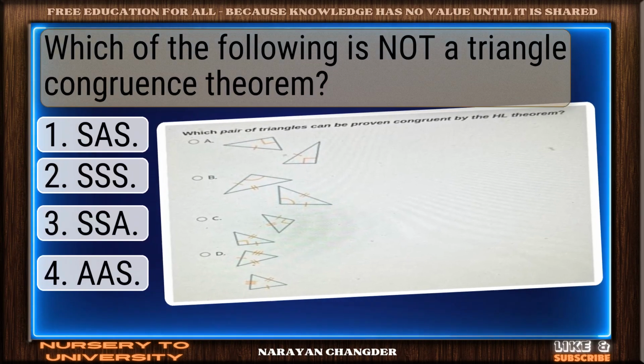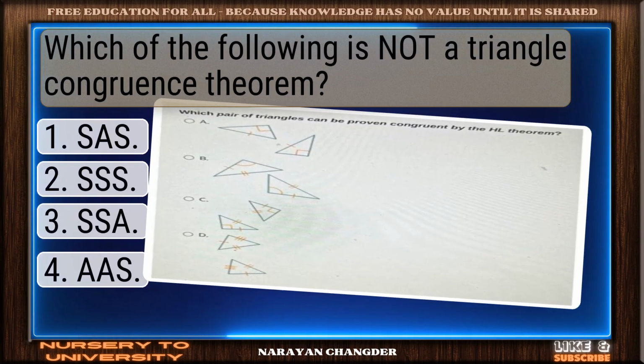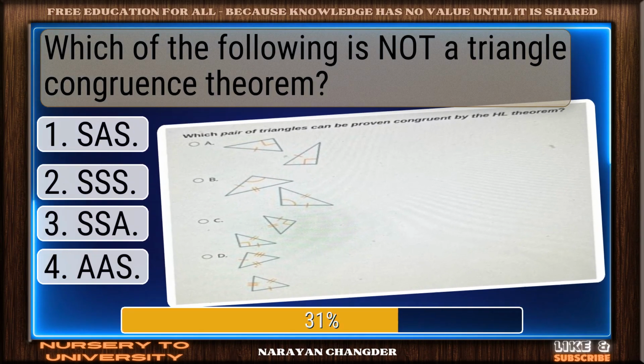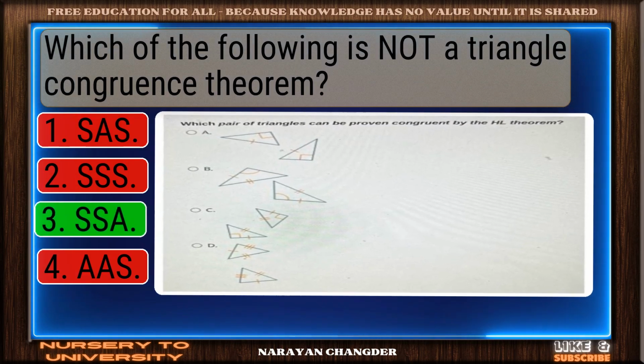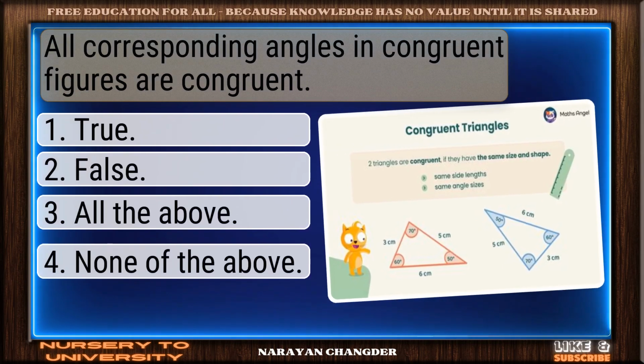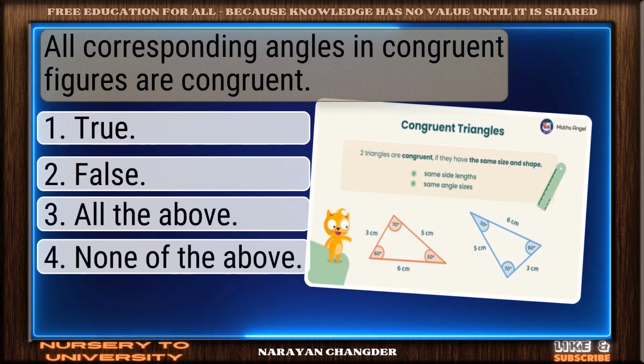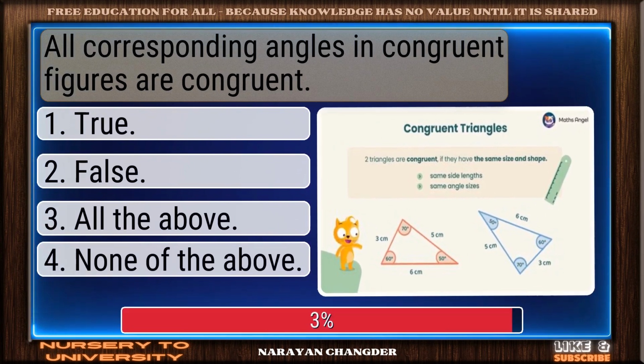Question number 37. Which of the following is not a triangle congruence theorem? Valid point. Question number 38. All corresponding angles in congruent figures are congruent.